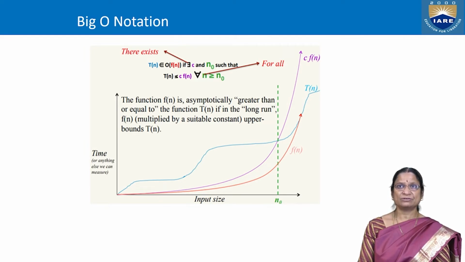That means t of n belongs to big O of f of n if and only if there exist a constant c and n naught such that t of n is less than or equal to c times f of n for all n greater than or equal to n naught. That means if the input size keeps on increasing, our f of n is going to asymptotically increase. Our t of n will show an increase and decrease.